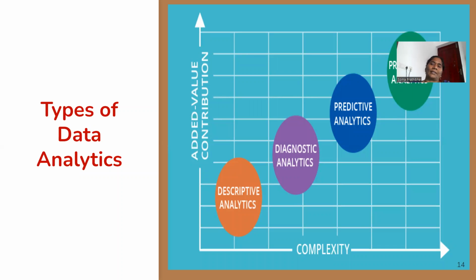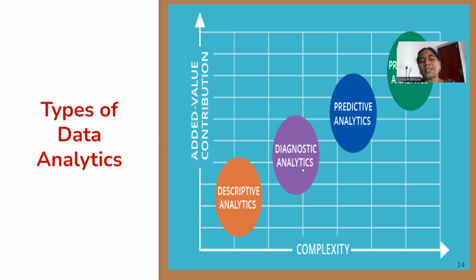Next, very important: different types of data analytics. There are 4 major types of data analytics available. Here we can see a graph-like structure to classify them. The x-axis is complexity and the y-axis is added value. The complexity of descriptive analytics is very low, it is an easy to use analytics model, but it generates less added value to your data.